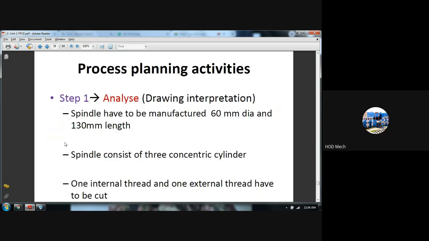Now, the second point: the spindle consists of 3 concentric cylinders. And the third point: 1 internal thread and 1 external thread have to be cut.